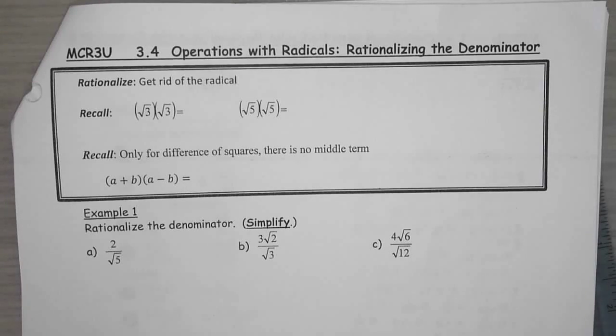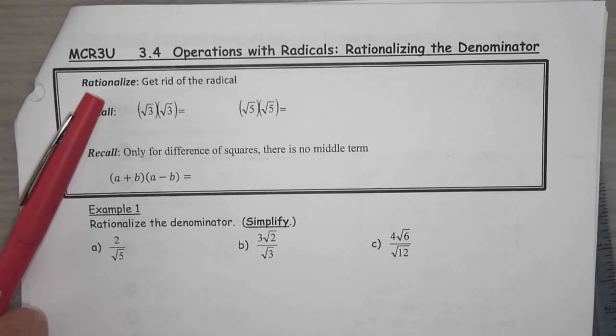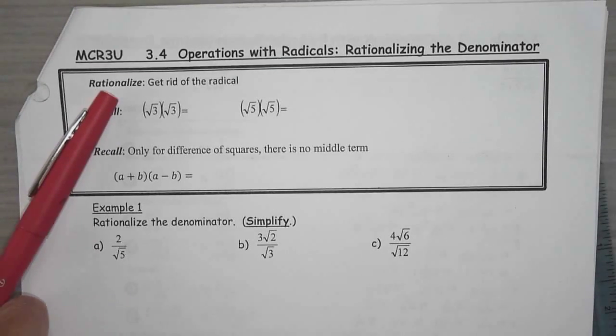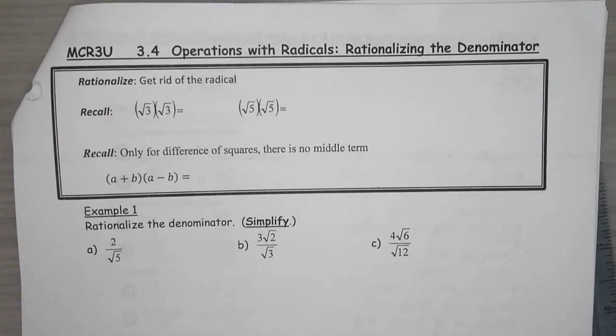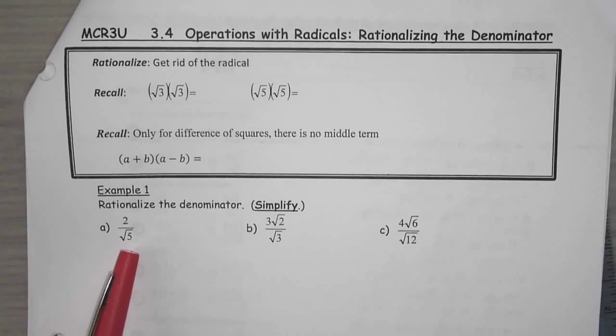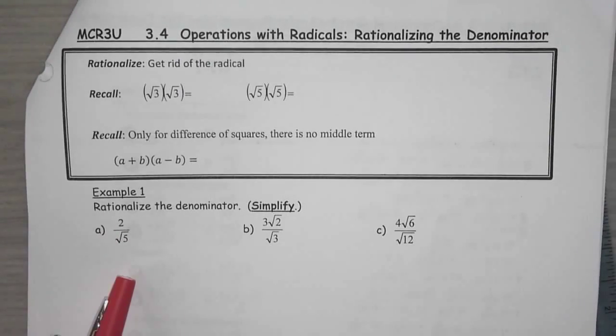So the first part of 3.4 was learning to work with radicals. And now here we're going to continue with that. We've got operations with radicals. In the previous section, or first part of this, we did multiplication, addition, and subtraction. We did not do anything where a radical looked like it was underneath, dividing.